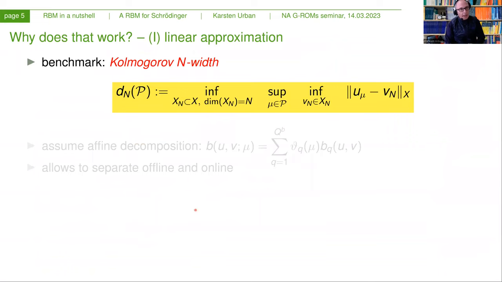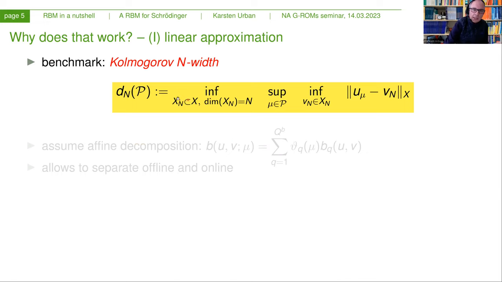Good. Now you may ask, why the hell does that work? Many of you know that, but I was told not to be too quick at the beginning. So the reason why this might work is that we do have some analysis concerning the Kolmogorov n-width, which is basically the best approximation you can do with n degrees of freedom.